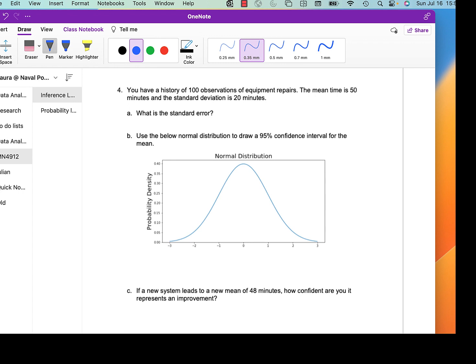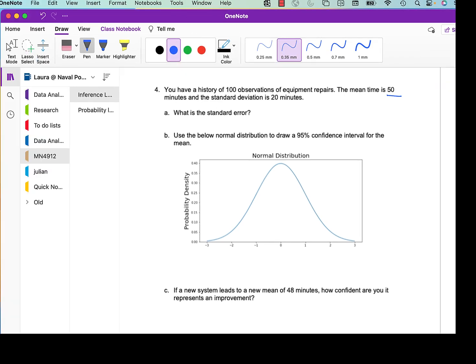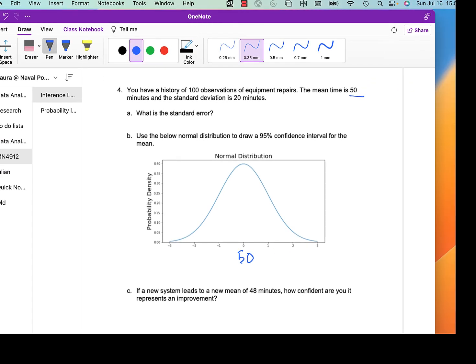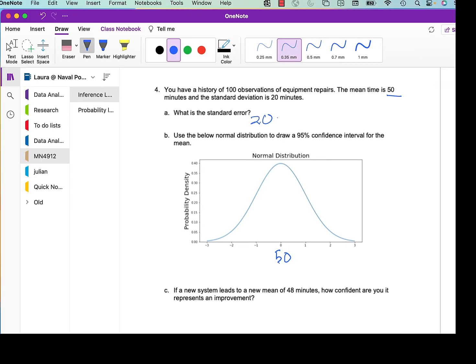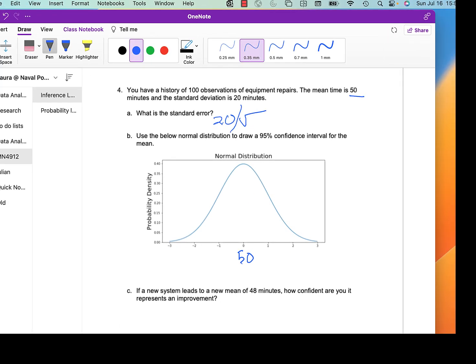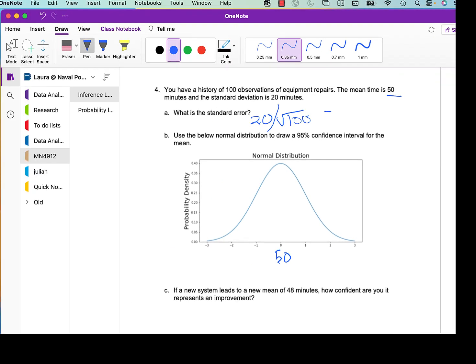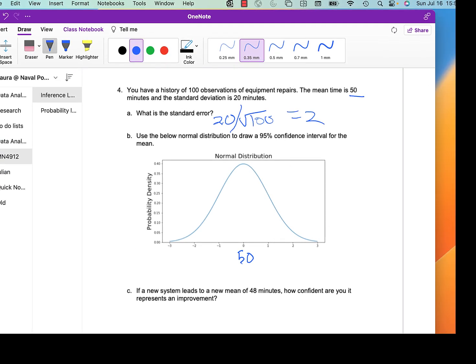All right, so again, we're going to employ our central limit theorem here. You have a history of 100 observations of equipment repairs. The mean time is 50 minutes, and the standard deviation is 20 minutes. So the mean of means, we're going to assume is 50, so we'll still put our 50 down there, but we need to calculate our standard error. That's going to be 20 divided by the square root of n, which is 100, which is equal to 2. I'm lazy. I like easy math here.